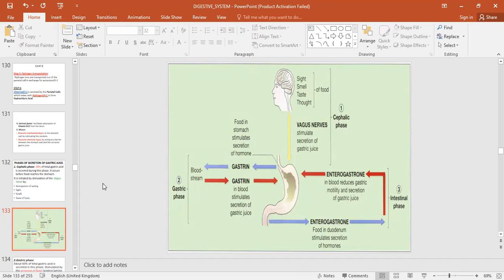So we call that the intestinal phase, since it is dealing with physical entrance of food in the intestines. So those are the 3 phases of gastric juice secretion: cephalic, thought of food, seeing food, smell, tasting food; gastric, when food enters the stomach; and finally intestinal, when food enters the intestine. These 2, gastric and intestinal, are regulated by local hormones secreted by enteroendocrine cells found in the stomach and small intestines.